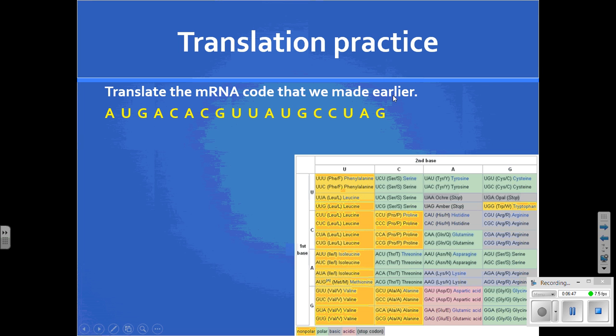So what you need to do right now is use this chart. So first base on the left, second base up top, and then once you match them up, square by square, find the amino acid that it links with. So start with AUG, we just did that one. Now go on to ACA. Remember they're read in groups of 3.